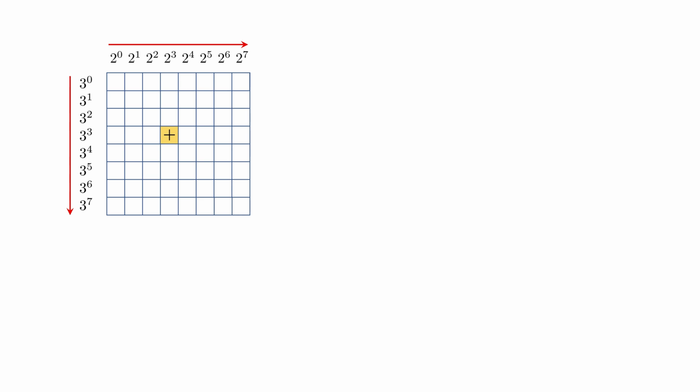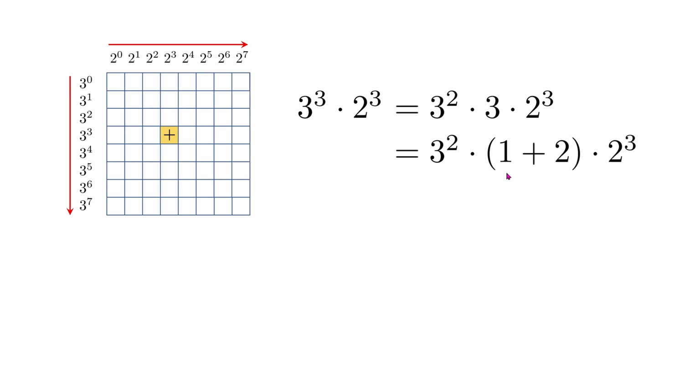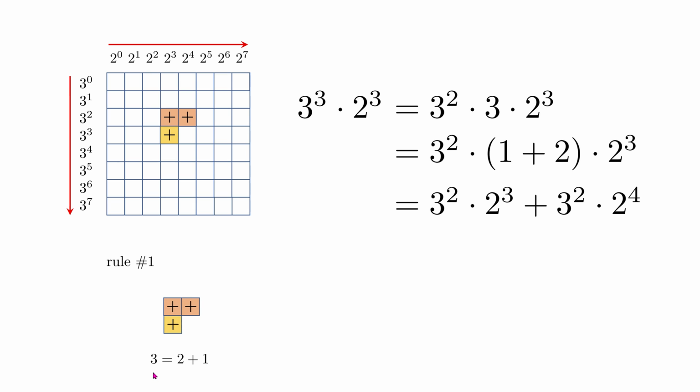For example, if we take this bit, we can separate 3 from this 3 to the power 3 and have it as presented. Now we can say that this 3 is nothing else but 1 plus 2. When we multiply all of these, we get this result. As we can see, our initial bit is equal to 2 other bits, like presented here. We will call this rule number 1, based on the substitution that 3 is equal to 2 plus 1.